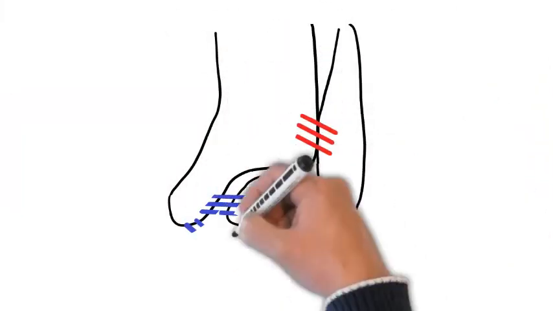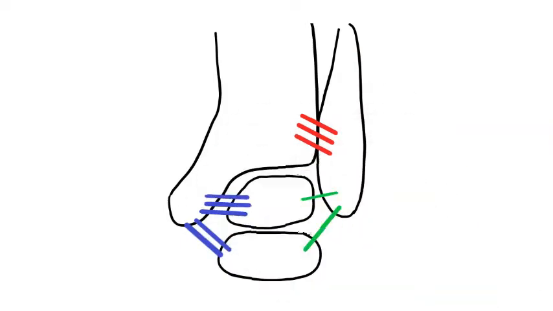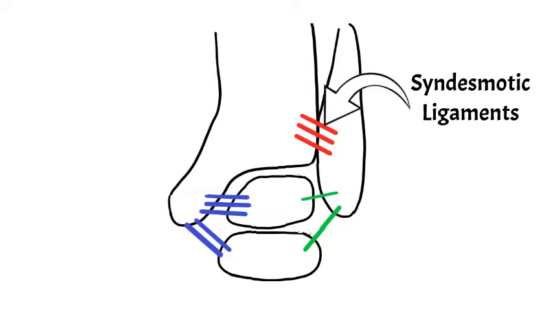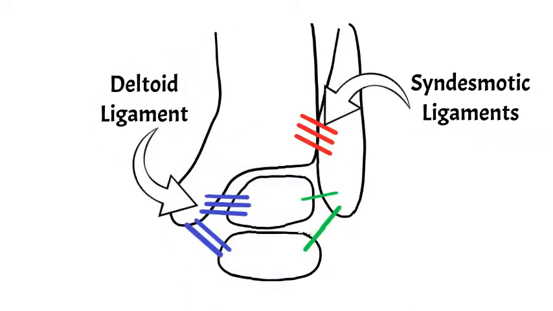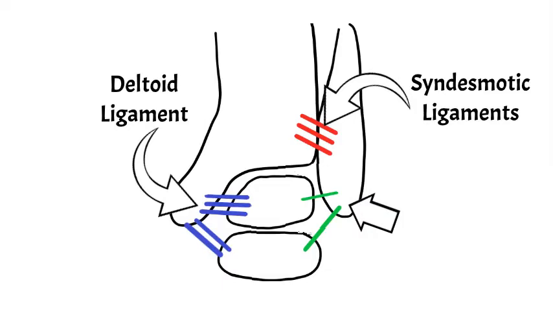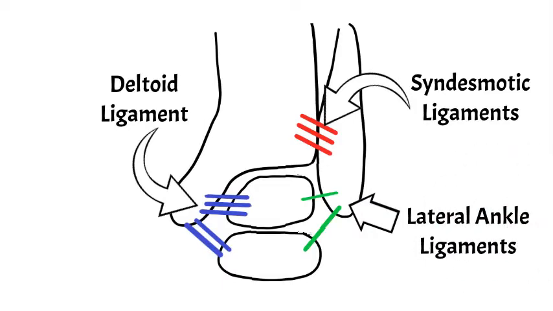And then to go along with that, we've also got some ligaments around the ankle, which we talked about before. Those red ones there called the syndesmotic ligaments, which can be injured in an ankle fracture. The blue ones there on the big toe side of your ankle called the deltoid ligament, which can be injured in an ankle fracture. And then the green ones there are the lateral ankle ligaments. They're usually injured in a sprain, far less likely to be injured in an ankle fracture itself. But today we're going to look particularly at the bones.